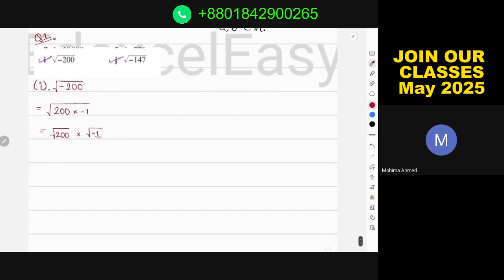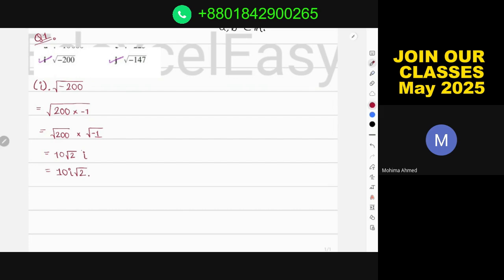Only over here for this root 200, how much am I going to get? This time the value turns out to be 10 root 2. Okay, so we get 10 root 2. And what is root of negative 1? It is i, right? So you get 10 root 2 i, and that is your imaginary number. But in this kind of situation, they always write i right in front of that root. This is how it should be written: 10 i root 2.